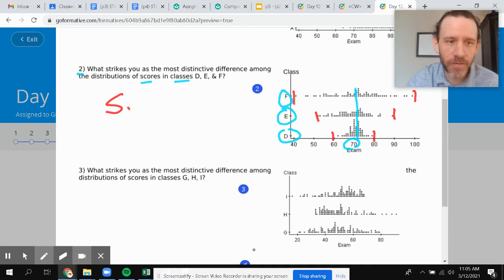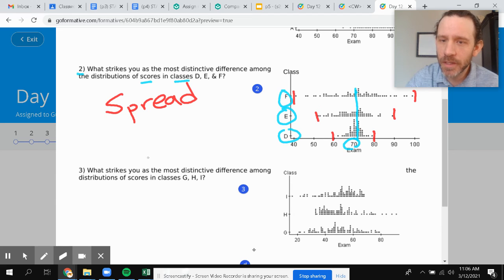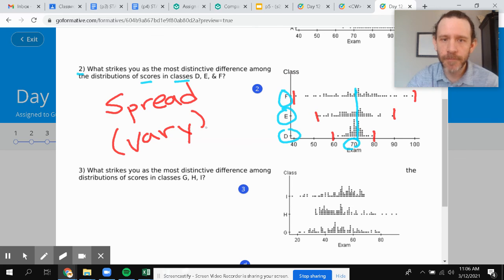So the spread for F is much higher, or the scores vary more than the other two. And we call that spread, a lot of times we use the word variability, or there's more of a spread, more of a variety of scores in F. So we use that word vary more, or variability. So that's why you'll see that word more often.